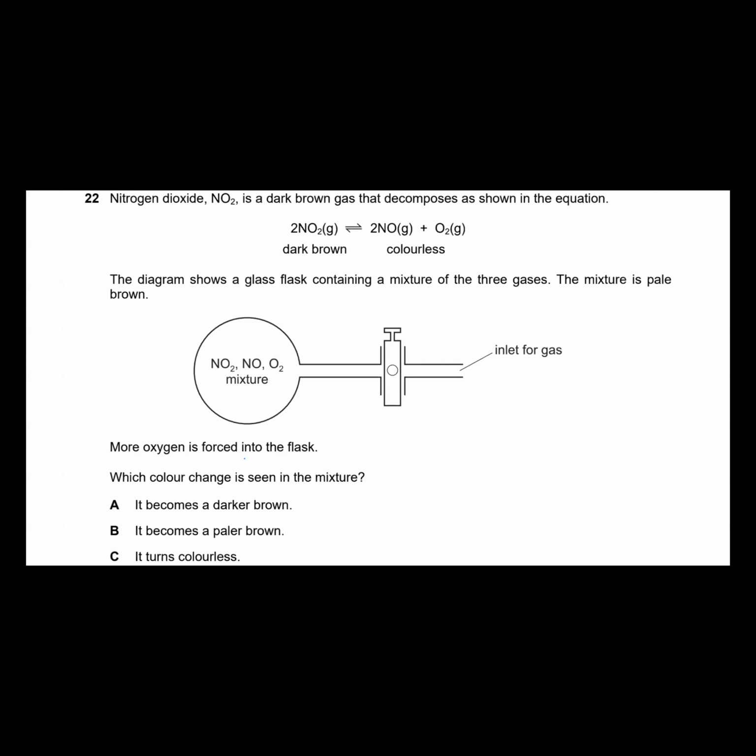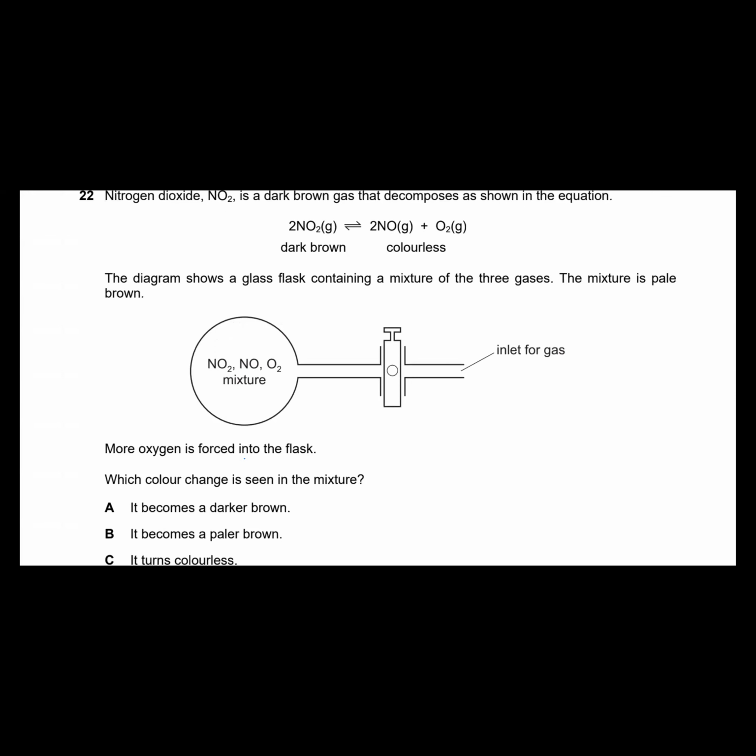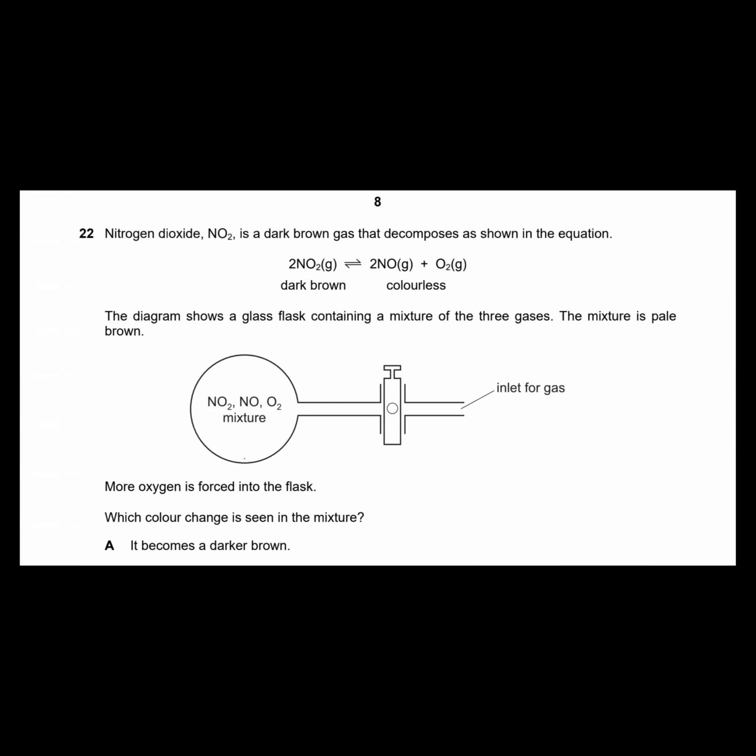Nitrogen dioxide question. There's a color also, children. Nitrogen dioxide is a brown gas. You know, right? It's a dark brown gas, which causes pollution. This nitrous oxide is colorless. Oxygen is also colorless, right? So what happens here? More oxygen is forced into the flask. It's a reversible reaction.